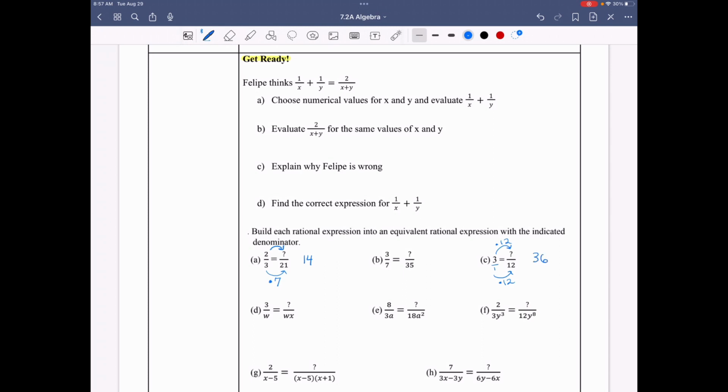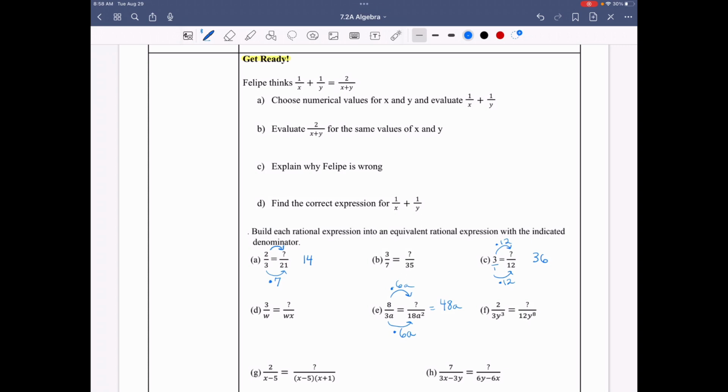And then we have E. How could we get from 3a to 18a squared? We would multiply by 6 and a. So 8 times 6a is 48a.